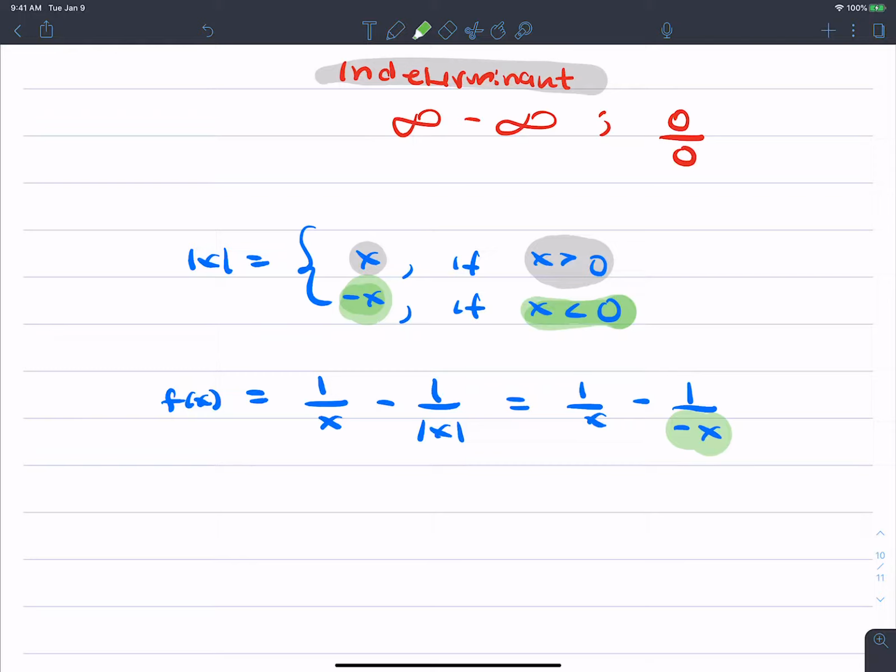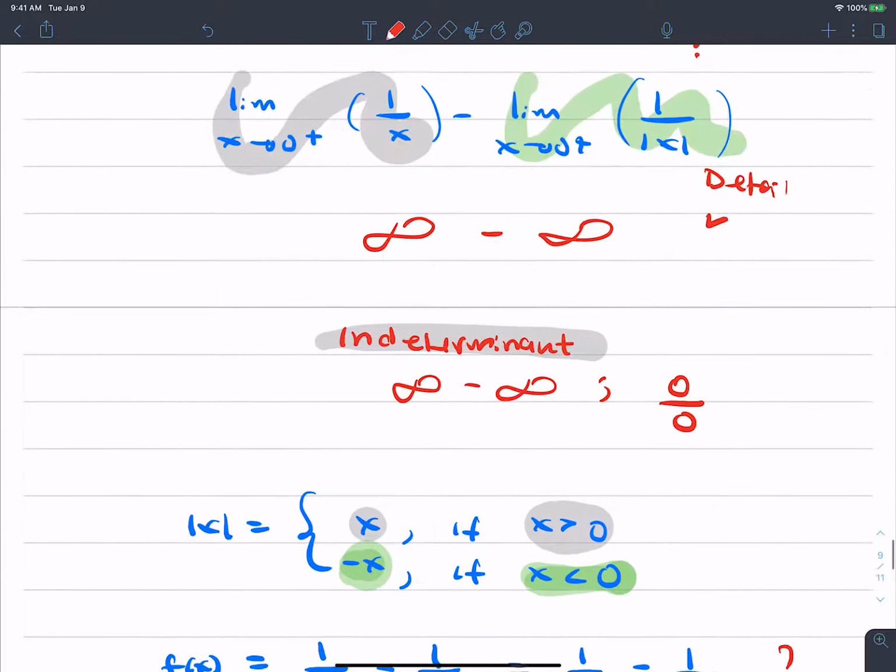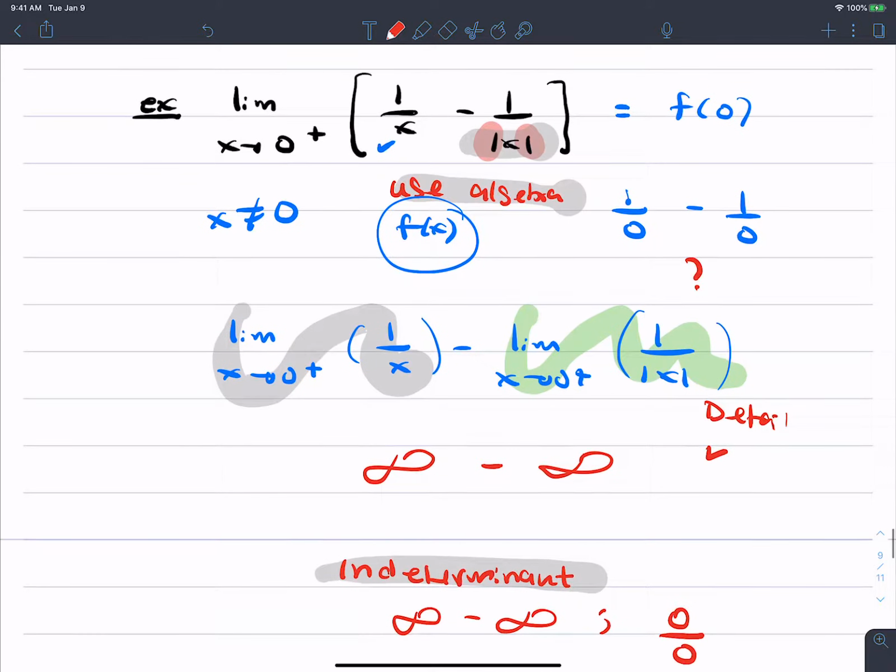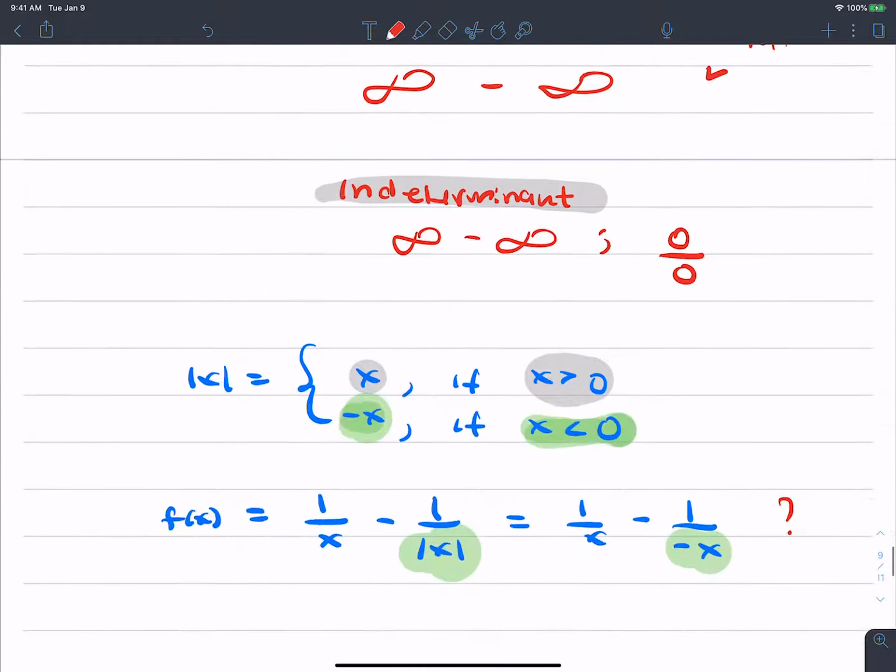So let's pretend you're here. How do I know I replace that absolute value with minus x? How do we know this? We go with the bottom. I apologize. We don't go with that.